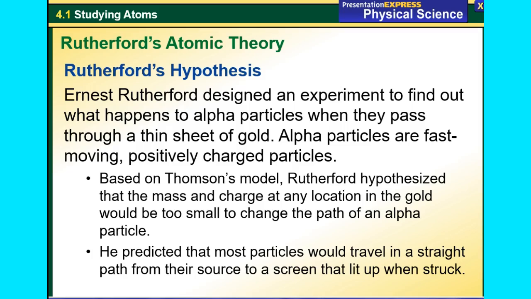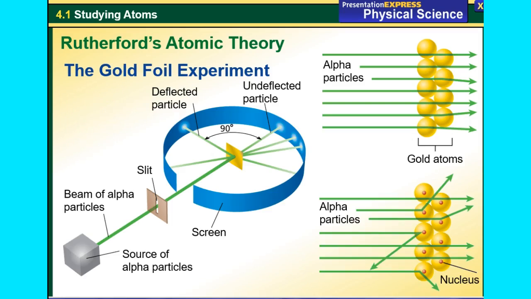Based on Thomson's model, Rutherford hypothesized that the mass and charge at any location in the gold would be too small to change the path of an alpha particle. He predicted that most particles would travel in a straight path from their source to a screen that lit up when struck. The gold foil experiment.